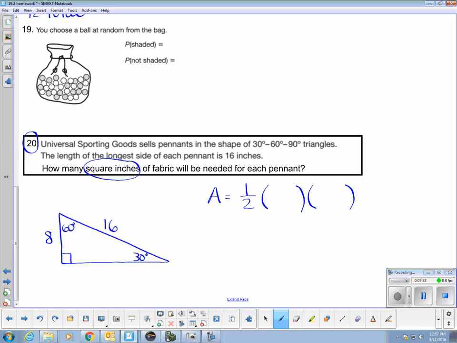And to find the long leg, I multiply the short leg by radical 3. So the long leg is 8 radical 3. So the base of the triangle is 8 radical 3. The height of the triangle is 8. So the area is 1/2 of 64 radical 3, or 32 radical 3.